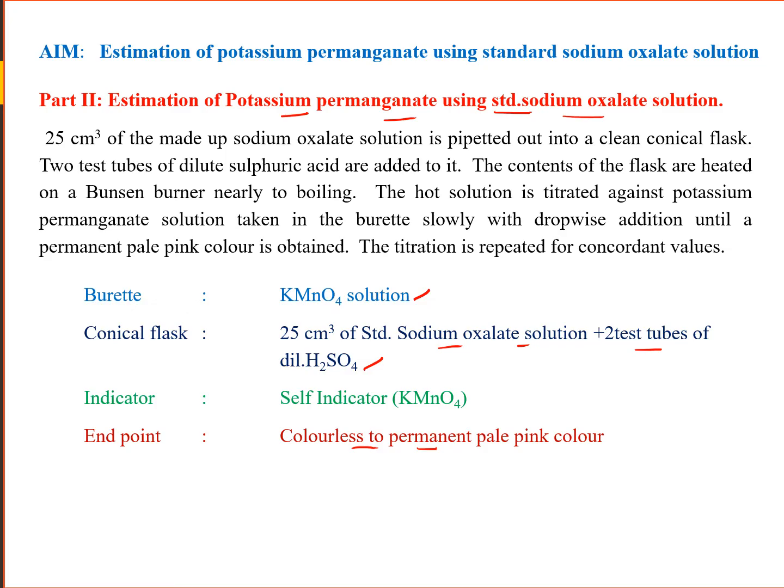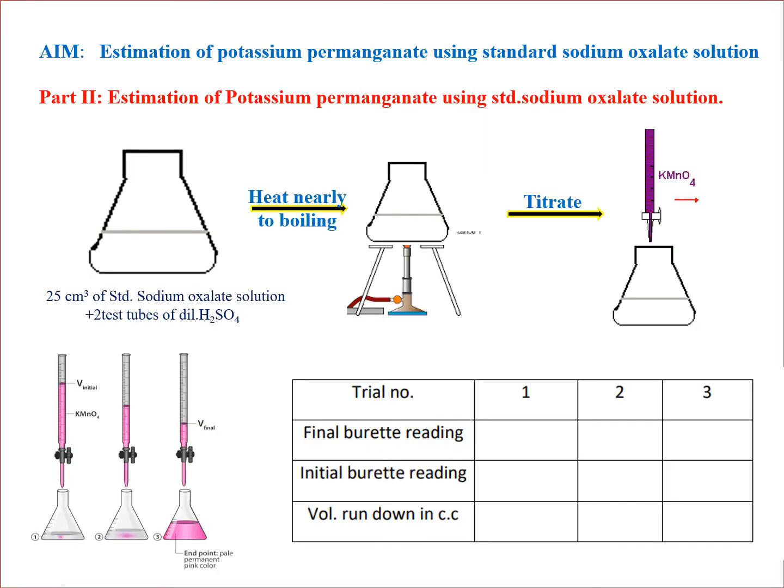This is the protocol we need to follow. Then you take a conical flask. To this you pipette out 25 ml of standard sodium oxalate solution. To that add 2 test tubes of dilute sulfuric acid. Then you heat the solution to nearly boiling by using a Bunsen burner or heating coil.